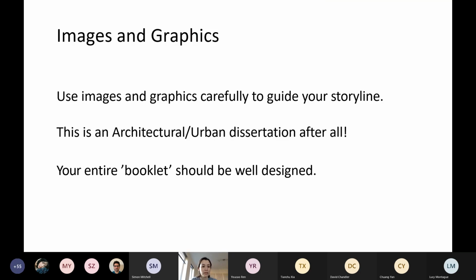Okay, 2 more minutes. You definitely need to use images and graphics in your dissertation, as this is an architecture and urbanism research. I would suggest that you use them carefully to guide your storyline. So don't just copy paste photographs or graphs or whatever in your piece without explaining what they are and why they're there. So use them carefully. Use them to guide what you're saying in the text.